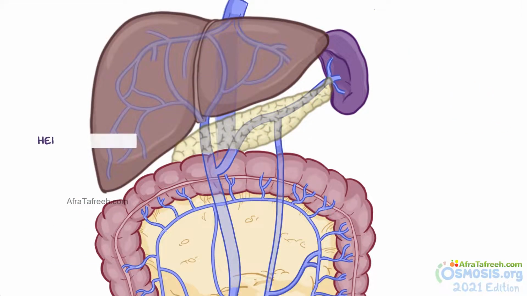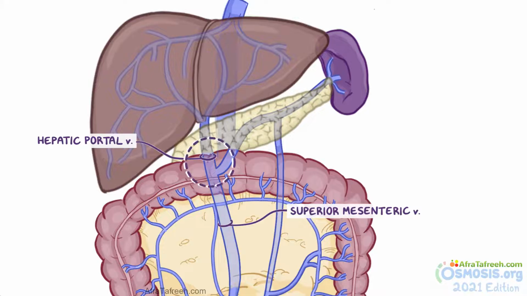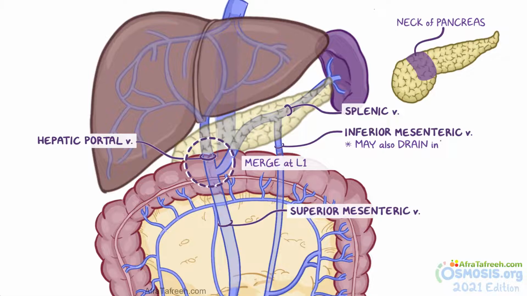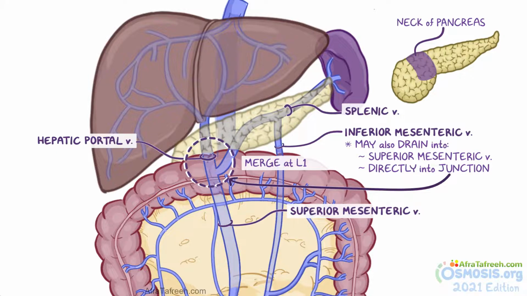Regarding the anatomy of the hepatic portal vein specifically, this vein arises when the superior mesenteric vein and splenic vein merge around the level of the L1 vertebra and transpyloric plane, behind the neck of the pancreas and in front of the inferior vena cava. The inferior mesenteric vein contributes to the portal system as well, most commonly draining in the splenic vein, but may sometimes drain into the superior mesenteric vein instead. Less commonly, it can drain directly into the junction of the superior mesenteric and splenic veins.